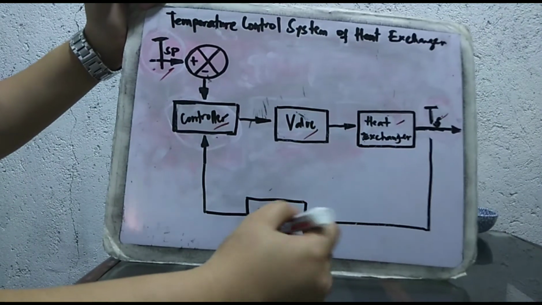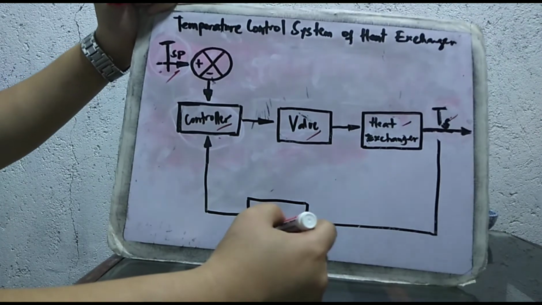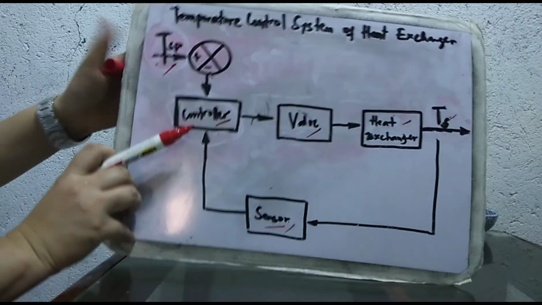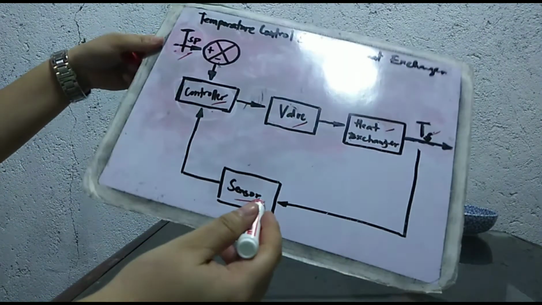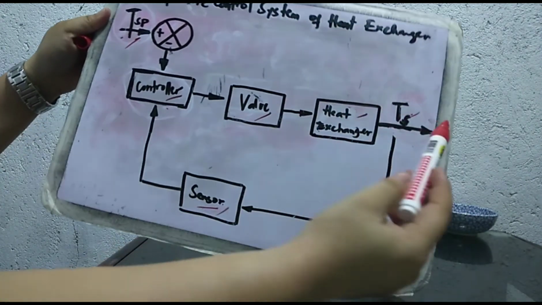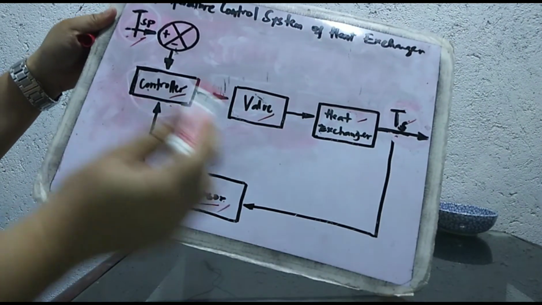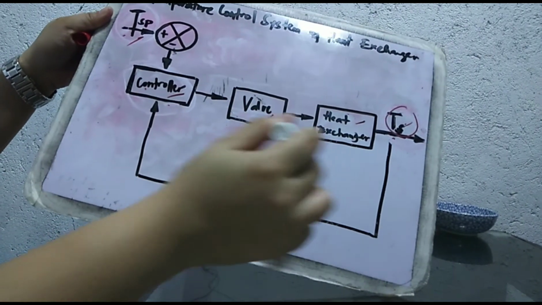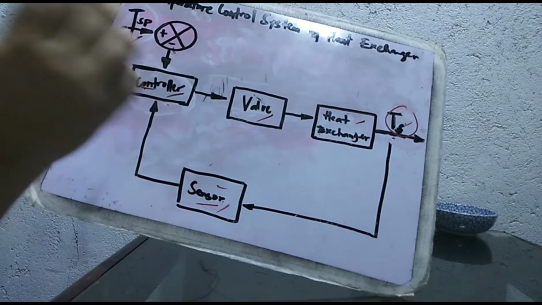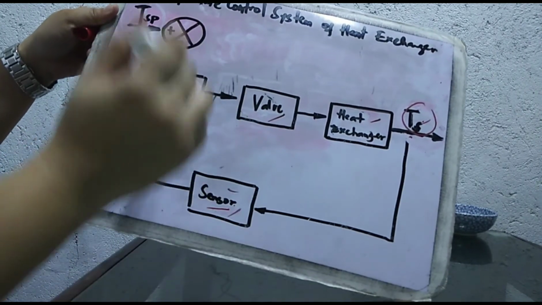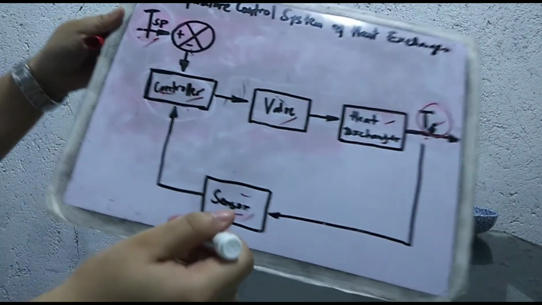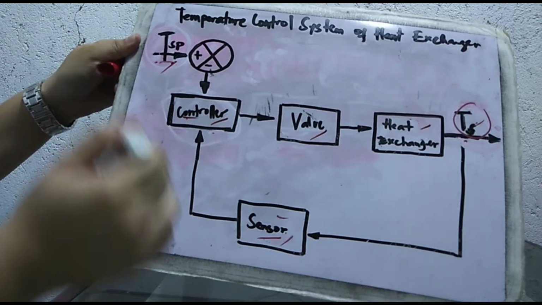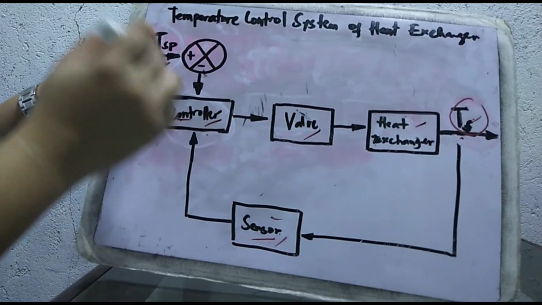So let's start with the sensor. This sensor senses the actual temperature and sends it back to our controller. The controller compares the actual temperature to our desired temperature, or our temperature set point.